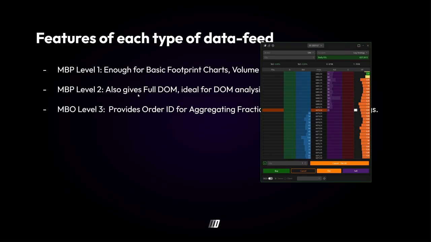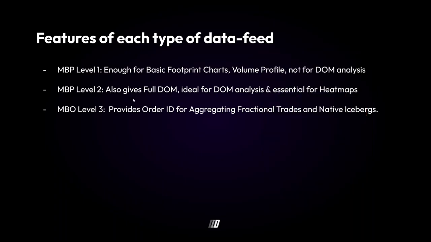With level 2, yes, you have full access to the DOM, the depth of market, the whole order book with all of the buyers and the sellers and all of the liquidity areas. That's level 2. It's essential, especially if you want to use heat maps like Deep DOM. Level 3 data is crucial because it provides order IDs that allow our technology to aggregate fractional trades and native icebergs, which we'll get deep into in the next lessons.